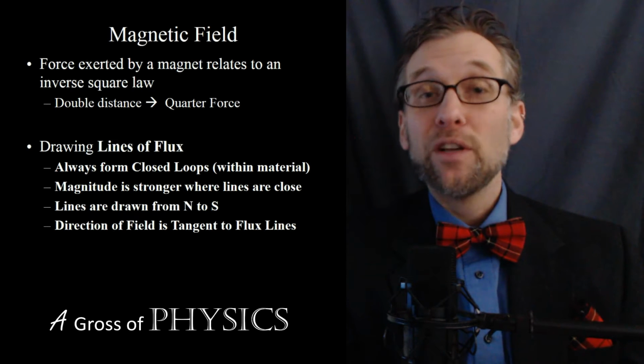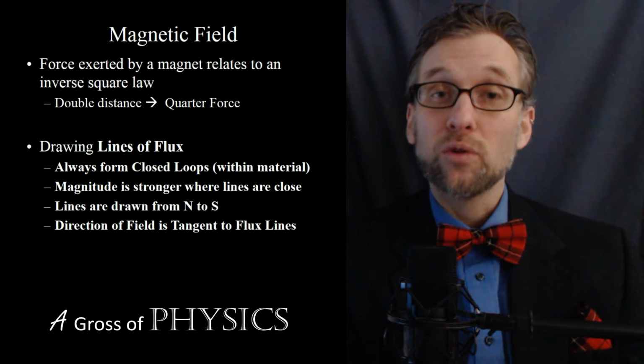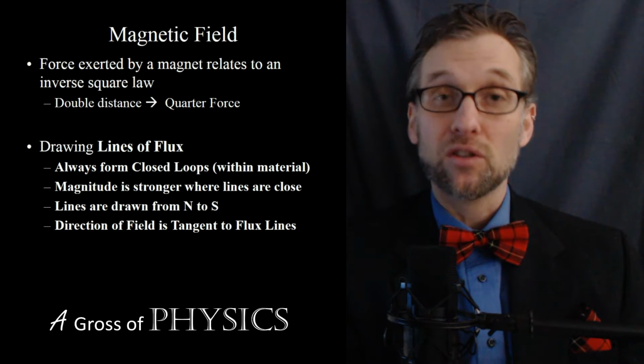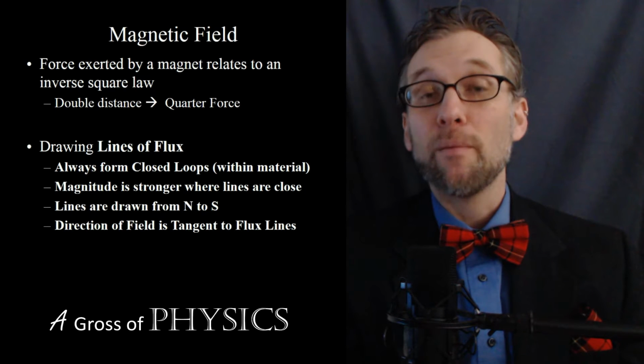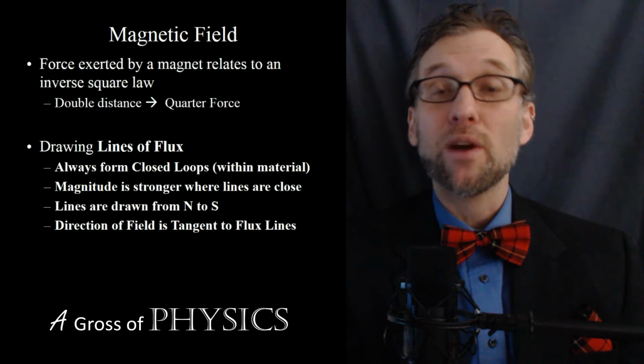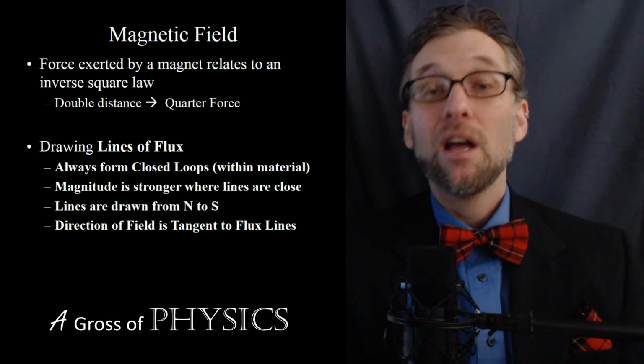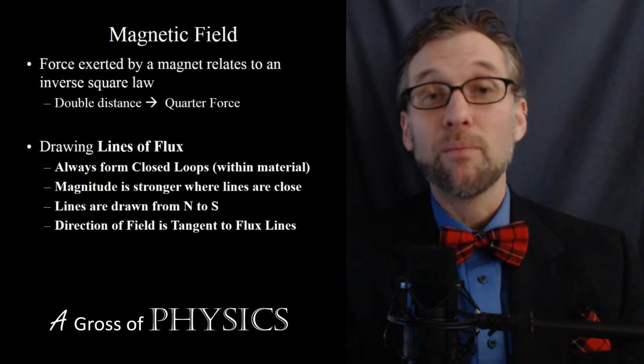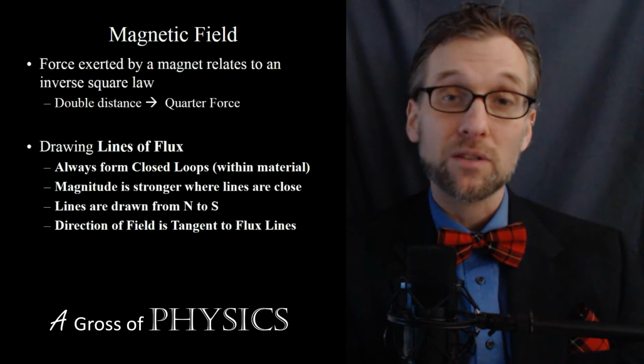The magnetic field is always stronger where the lines are closer together. So the magnetic field strength in the magnet is stronger than at the surface. And as we move farther from the magnet, you'll see that the lines spread out and they're farther apart. Now that's very similar to topographical lines, just like we talked about when we discussed electric fields.